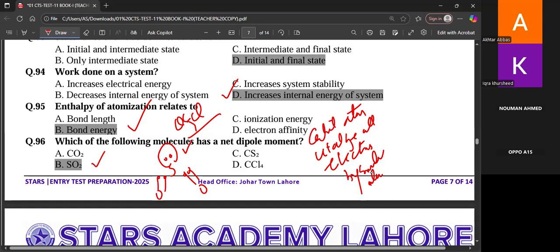Why not alpha? Because you know that carbon belongs to group 4A. It shares 2 electrons with each atom, and all the electrons are utilized by similar atoms. So we can say that its dipole moment is equal to 0. Similar in the case of CS2 and carbon tetrachloride. All electrons are utilized by similar types of atoms, so its dipole moment is equal to 0. So the best option is beta, where there is 1 lone pair on the sulfur atom.